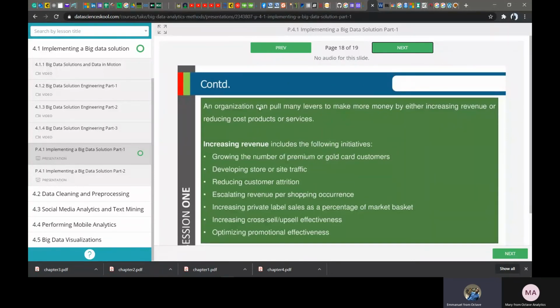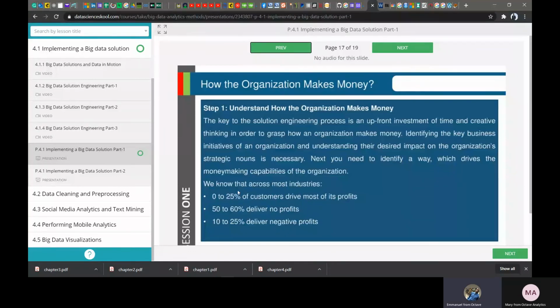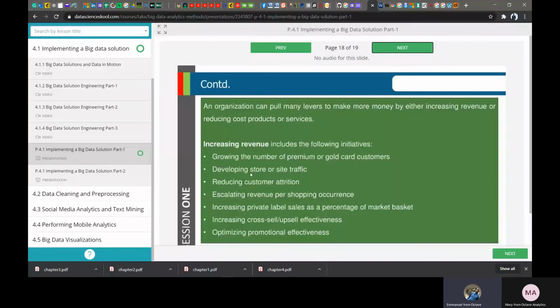Before we continue, an organization can pull many levers to make more money by either increasing revenue or reducing cost of products or services. So increasing revenue includes the following initiatives: growing the number of premium or gold card customers. That is, here you can see increasing the percentage here. If I increase this one from 0 to 25% to 0 to 30% or 0 to 35%, then my revenue is going to increase. Obviously, developing store or site traffic, reducing customer attrition, that is, customers that are leaving or stop using the service and all of that.